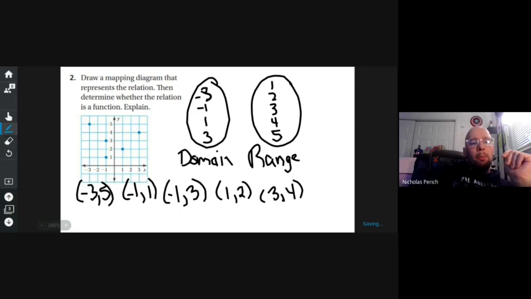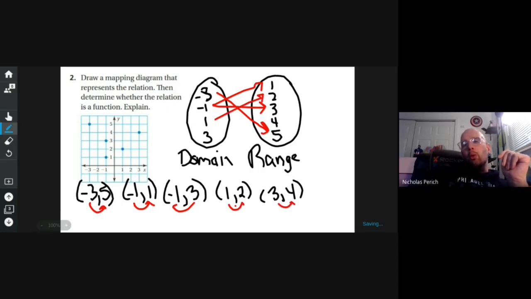Now I'm going to map them. According to my points, -3 goes to 5. -1 goes to 1. -1 goes to 3. 1 goes to 2. And 3 goes to 4.